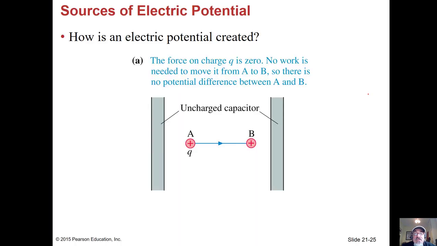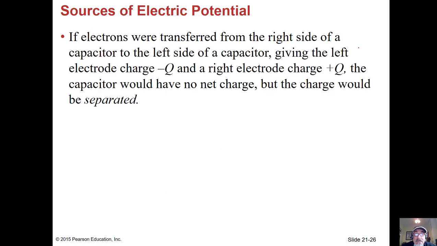Sources of electrical potential. Well, we've talked about capacitors before. We'll use capacitors again. So how is electrical potential created? One way of doing it, anyway, is to have a separation of charge. So the force on charge Q is 0. Right now you could move it wherever you want to. No work is needed to go from A to B, so there's no potential difference between A and B. It doesn't necessarily mean there's no potential, it just means there's no potential difference. There's no voltage difference there.